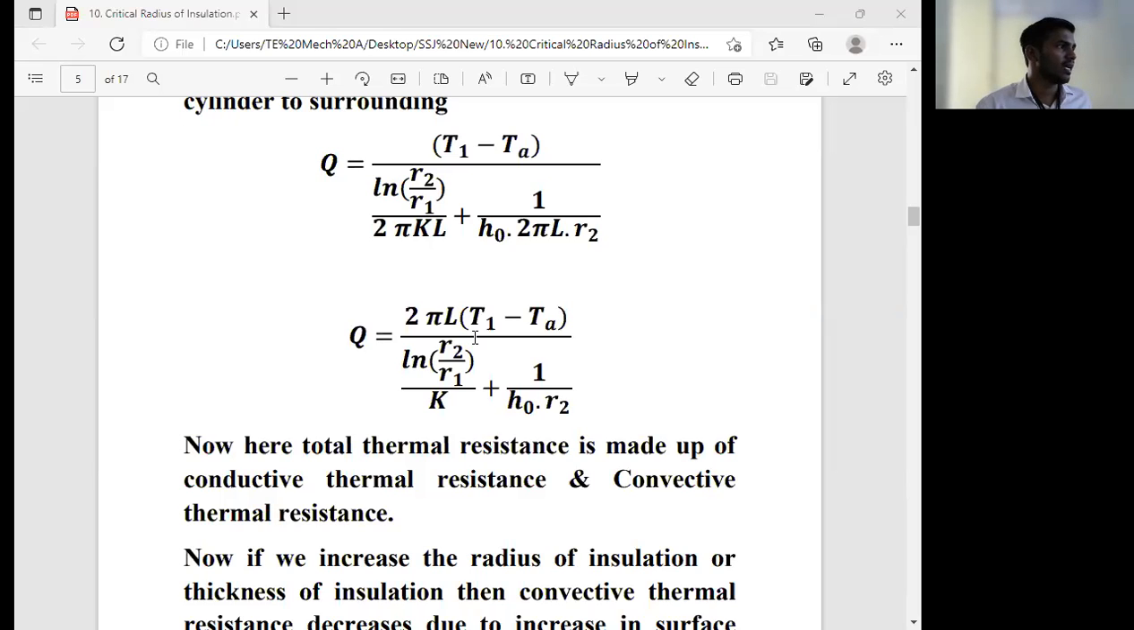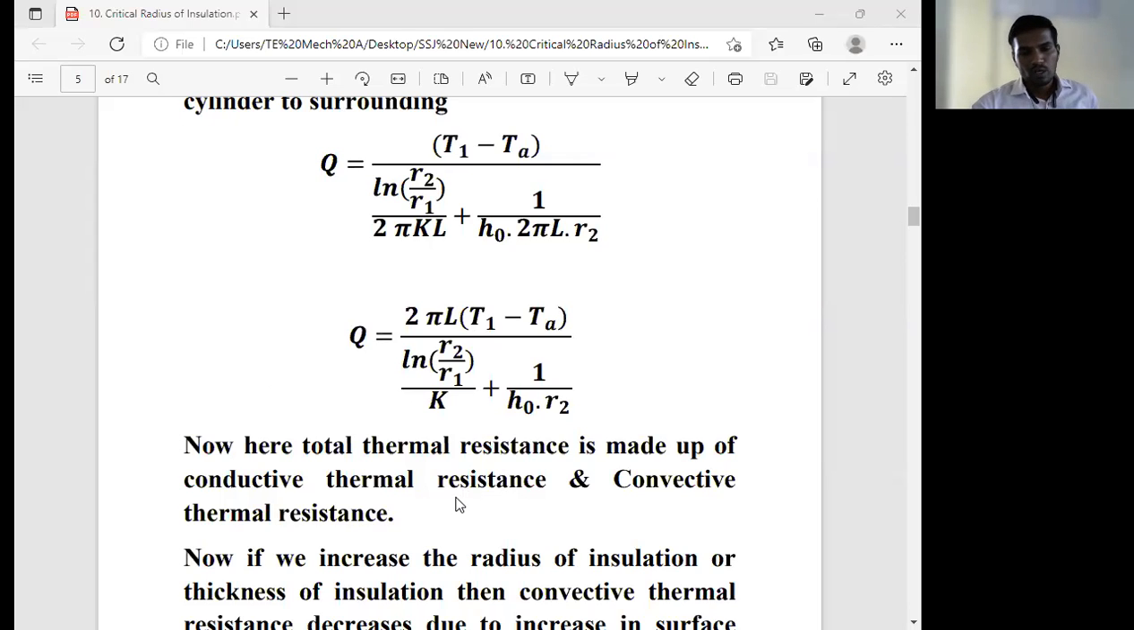So what does that mean? If we increase the insulation thickness, conduction resistance will increase and convection resistance will decrease. Understand? If we increase the thickness of the insulation, it means we increase the R2 value. If we increase the R2 value, conduction resistance will increase and convection resistance will decrease. All of you get this point? As we increase the insulation, one resistance increases and the other resistance decreases. So that point we have to write down.